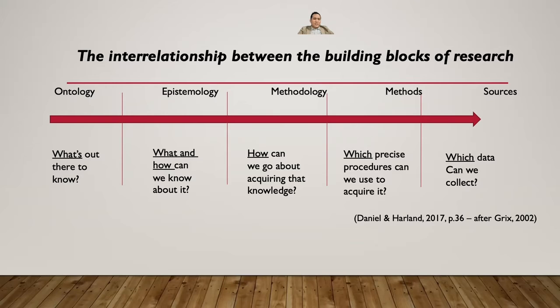The ontologist is asking the what. And then epistemology: what and how can we know about it, about research? How can we know about research? Methodology: how can we go about acquiring knowledge? Then talking about the methods. Methods are the smaller things in this concept: which precise procedures can we use to acquire the knowledge, and finally, which data can we collect.